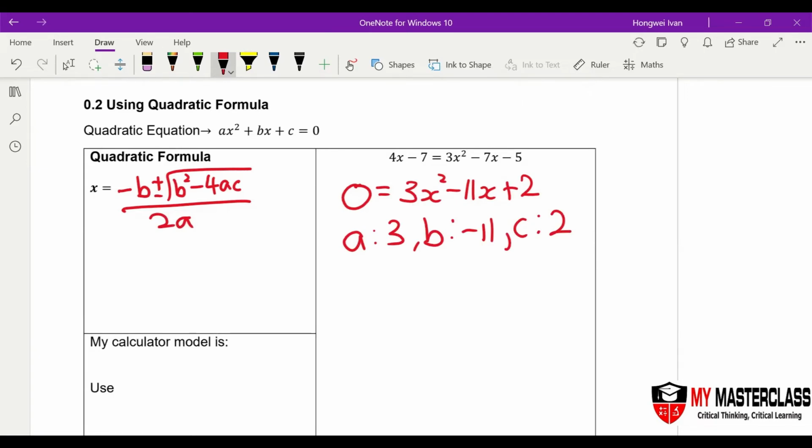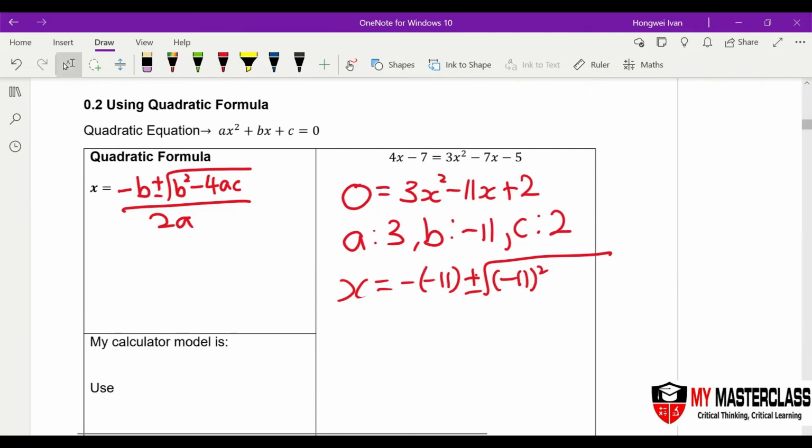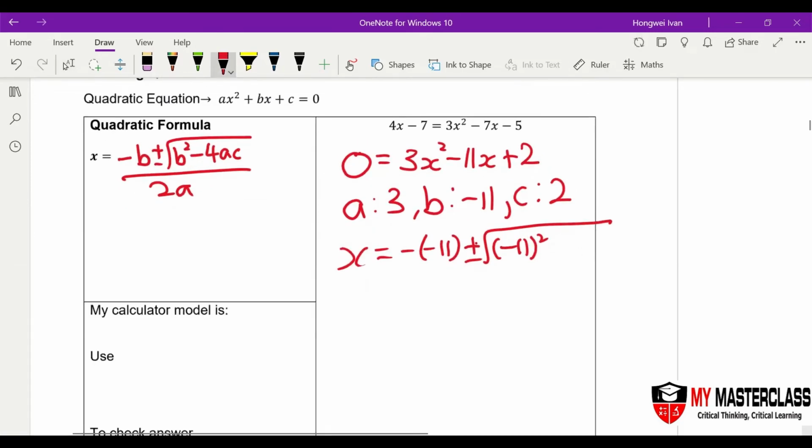Okay. The standard way of presenting is x equals negative 11. If you put 11 there, it's also fine. Plus minus square root of. Now b square, you don't need to put negative 11 square. It's actually understood to be 11 square, because negative 11 square and 11 square are the same. Minus 4, a is 3, c is 2, over 2 bracket 3.